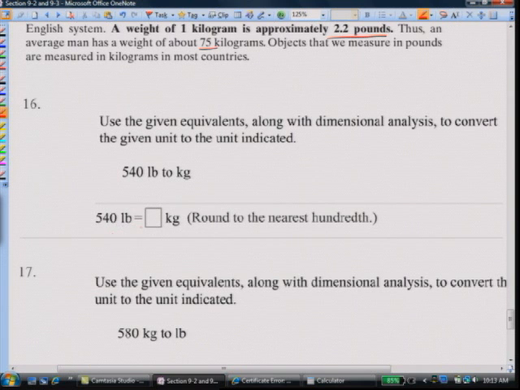All right, so if you have 540 pounds and you want to get to kilograms, you take 540 pounds, put that over 1, and then you're going to multiply that. The kilograms is what you want to end up with, so you're going to cancel the pounds.